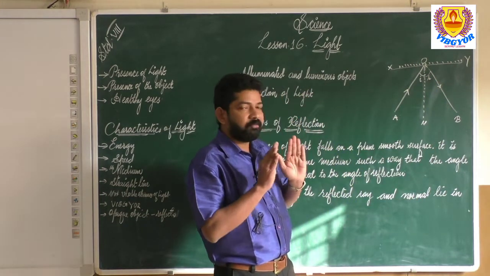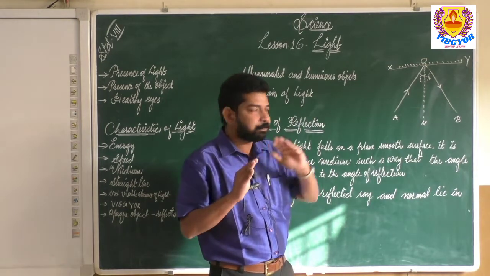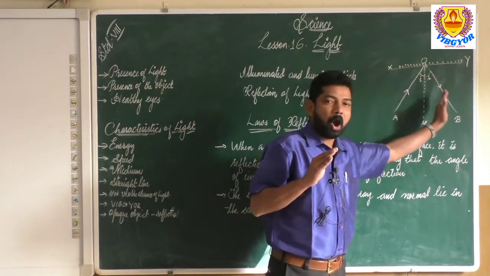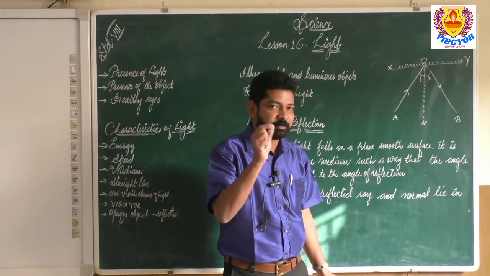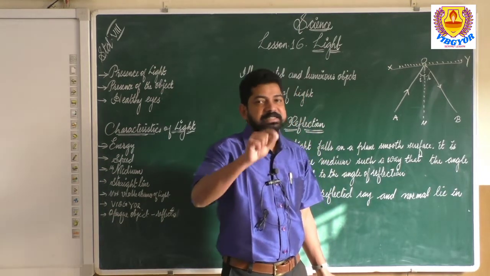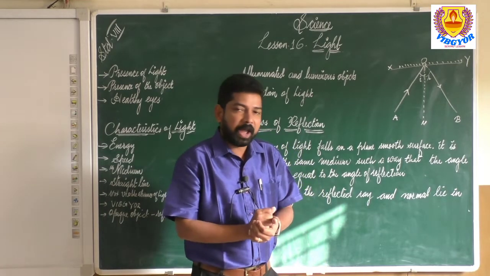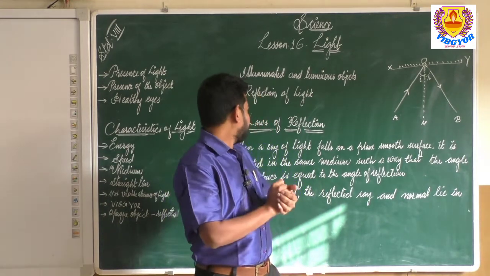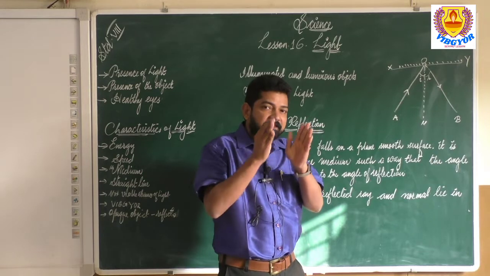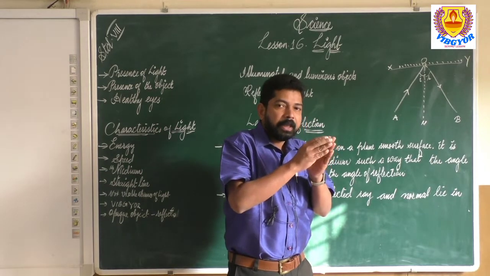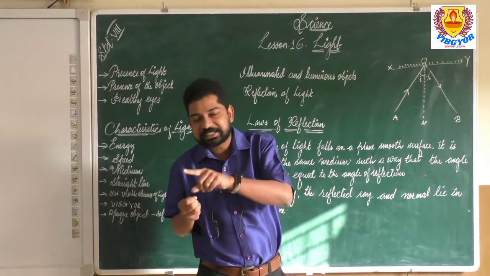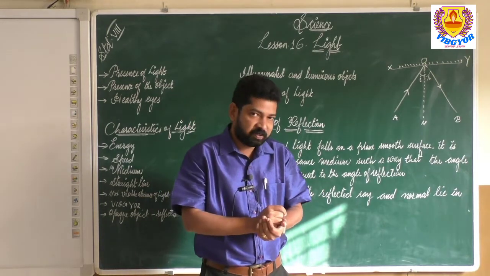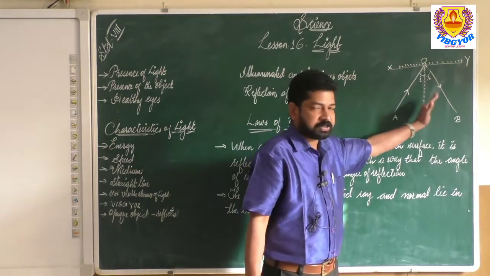In a reflection, these two angles will always be equal. That is our first law. Do you remember the first law? Angle of incidence is always equal to angle of reflection. Or we can say that when a ray of light falls on an object, it reflects in such a way that the angle of incidence is equal to the angle of reflection. Now the first law is completed.